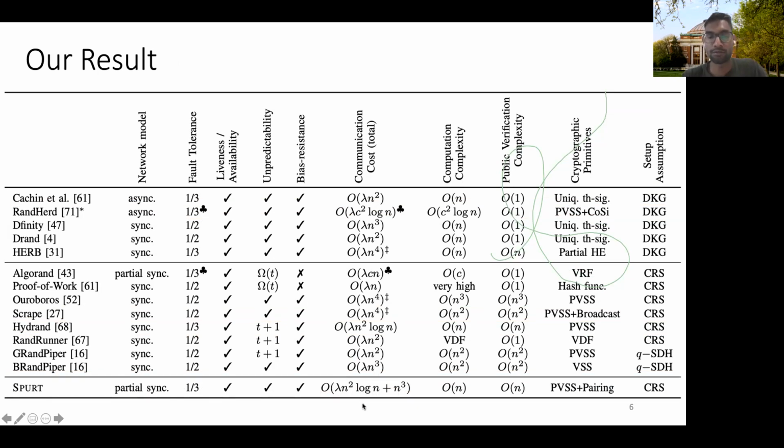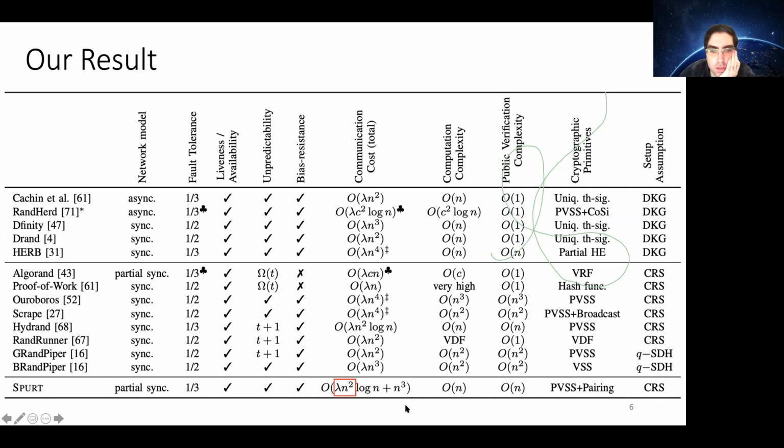And even in the presence of an active attack, we still want to maintain all the properties that we said. We want to maintain liveness, unpredictability, bias resistance, but it comes at a slightly higher cost. And it's in the CRS model. It uses PVSS and bilinear pairing.